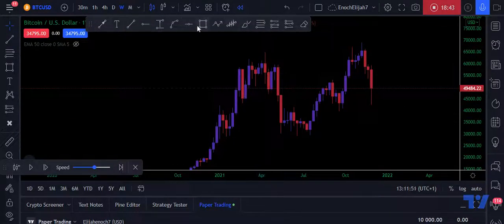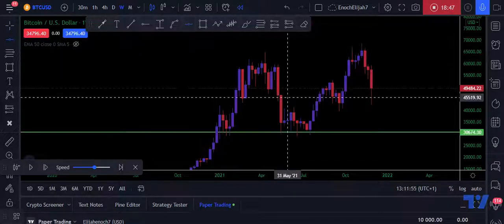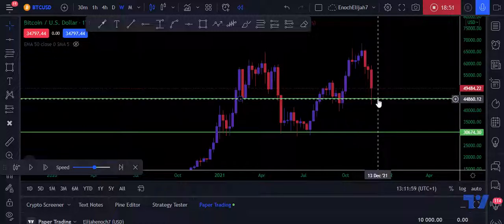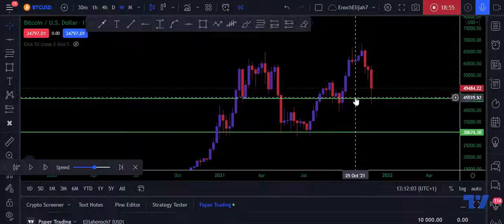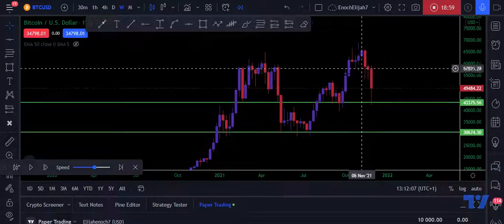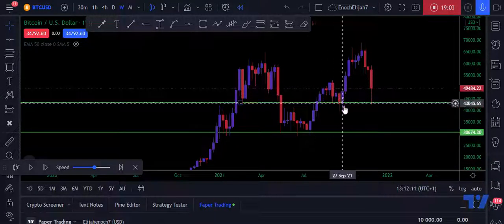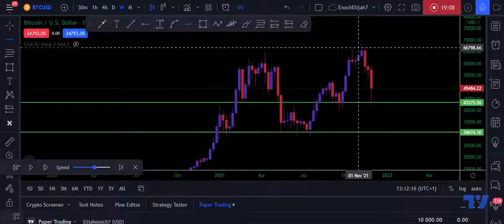So now we have these supports, don't forget. Another example again, this is another support. Now I will test this support again. Don't forget this is an uptrend market. It's an uptrend market. Now it broke out of this support zone. Now it came back to test again. So let's see what happens next.